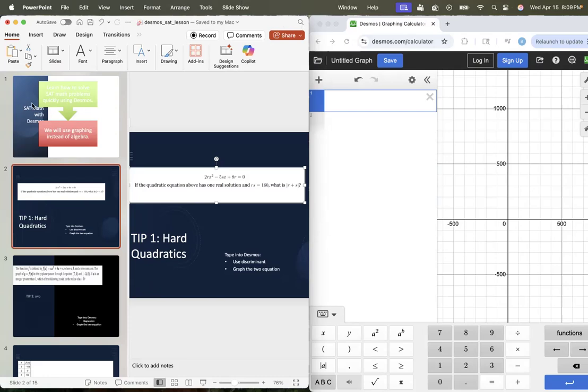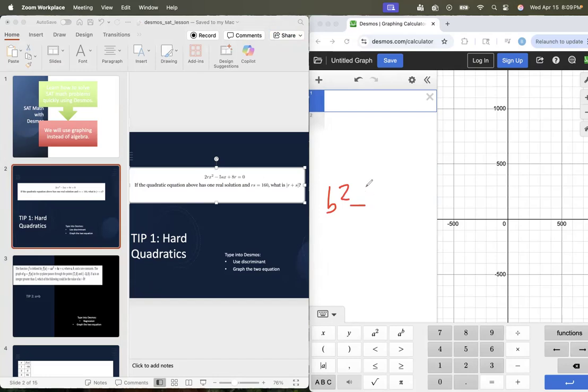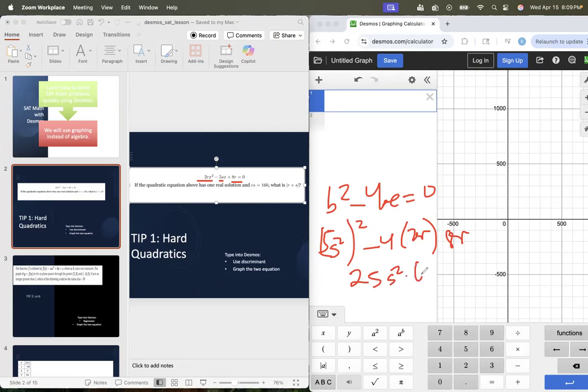First, you have to do this manually to figure out the factors. Based on what they've given you, if this is a real solution, then b squared minus 4ac is equal to 0. Your b is 5s, your a is 2r, and your c is 8r. So you put it there, and you have 5s squared minus 4 times 2r times 8r. This is going to give you 25 s squared is equal to 64 r squared.